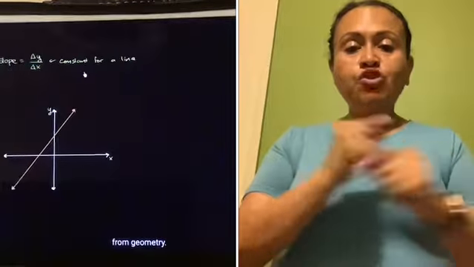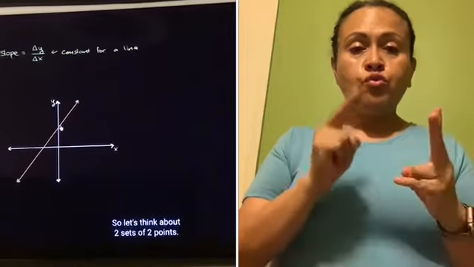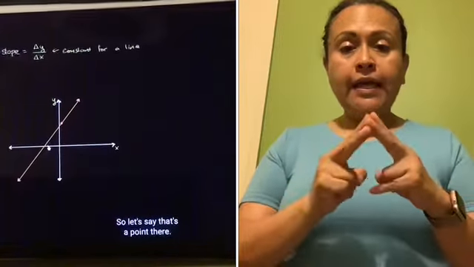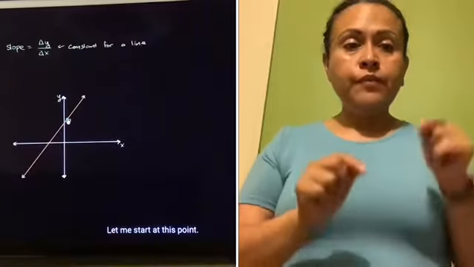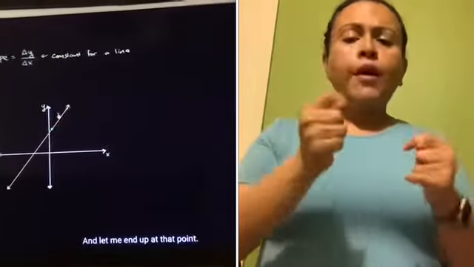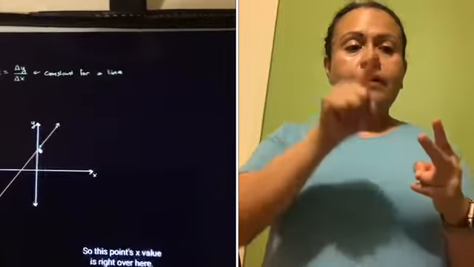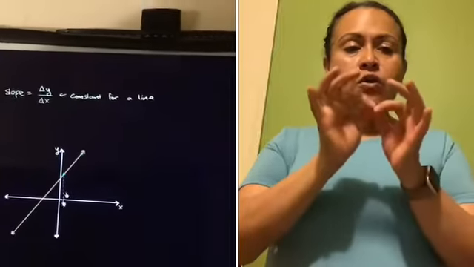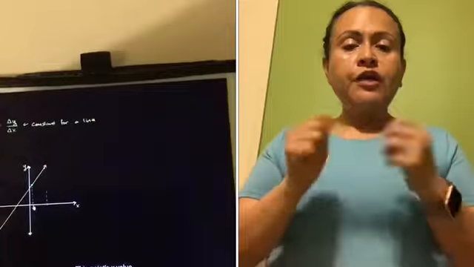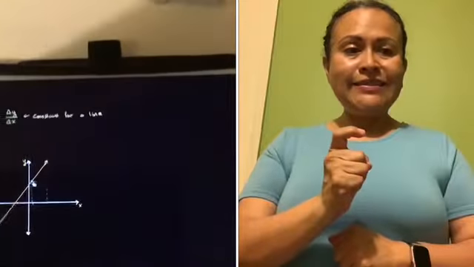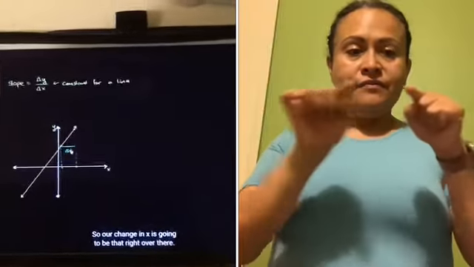So let's think about two sets of two points. Let's say that's a point there. Let me do it in a different color. Let me start at this point and end up at that point. What is our change in x between these two points? This point's x value is right over here, and this point's x value is right over here. So our change in x is going to be that right over there.